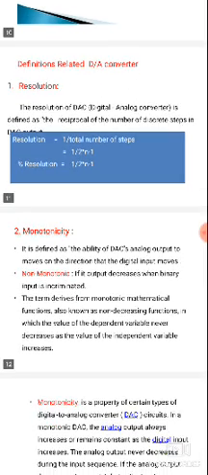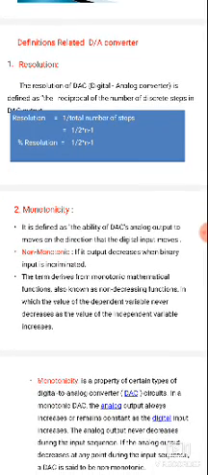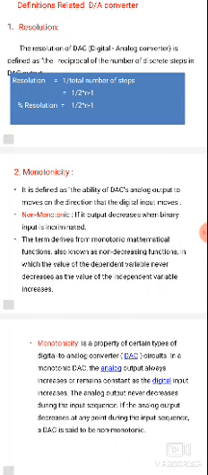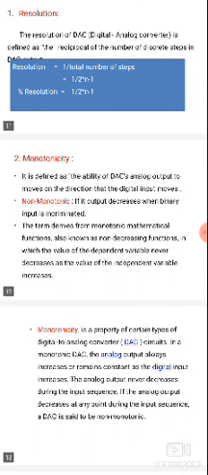Percentage resolution is nothing but 1 by 2 power n minus 1, into 100. Monotonicity: mono means single. In a digital to analog converter, the output value is analog only. The analog output which follows the digital input is called monotonicity, or a monotonic signal: the ability of the DAC's analog output to move in the direction of the digital input. So the analog output follows the digital input.